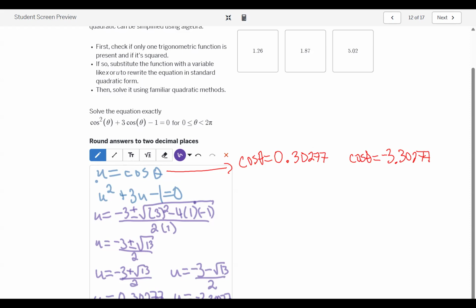I need to know what theta is. Now, this is normally the point where, if we got numbers we see on the unit circle, like a half coming out of the quadratic formula, I'd go look at my unit circle. But 0.3 is not one of those numbers. So what we're going to have to use to figure this out is the inverse trig function. So we're going to apply inverse cosine to both sides of this equation.